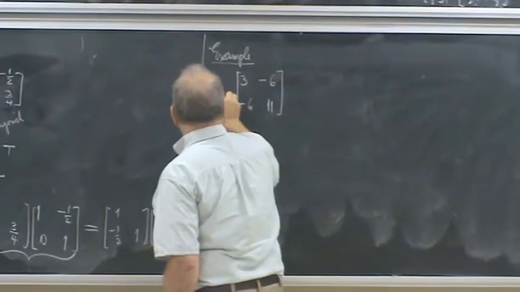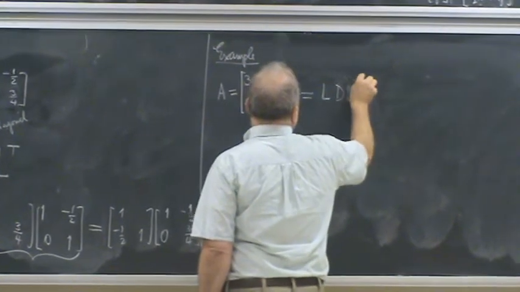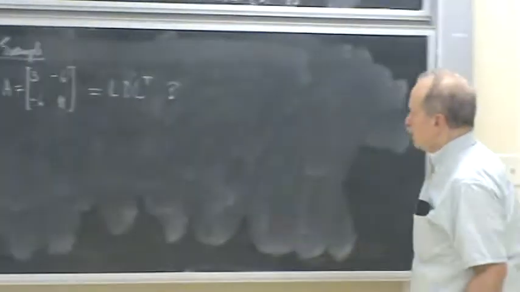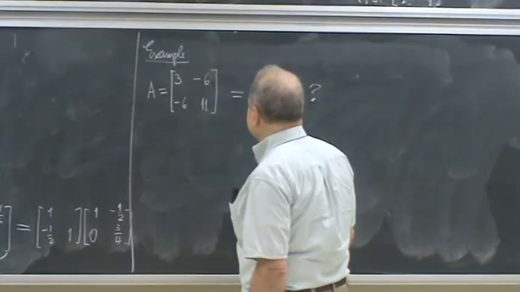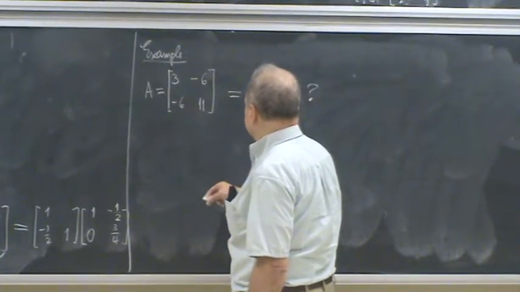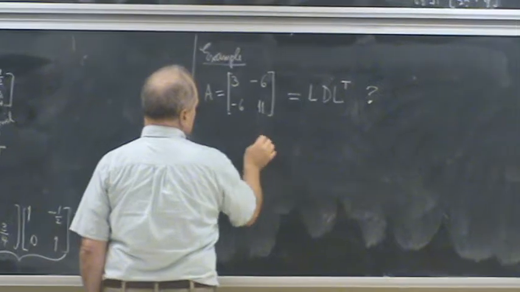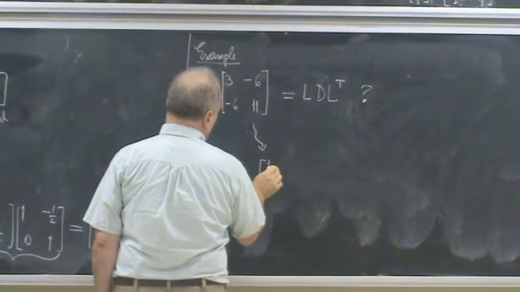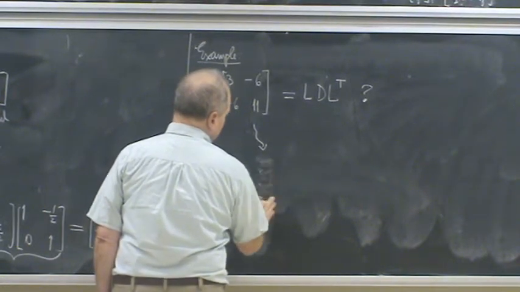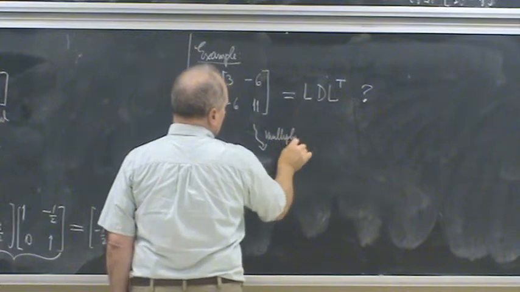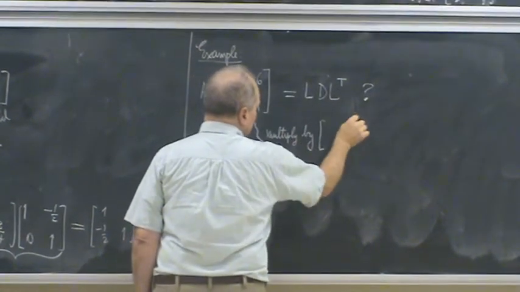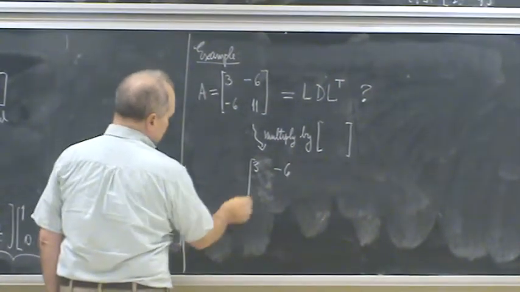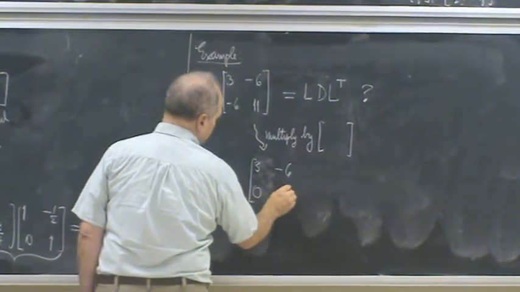Let's try to write this matrix A in the form LDL transpose, where again you're getting the L out of doing reduction to echelon form. So let's go for it. How do I reduce this guy to echelon form? Add 2 times the first row to the second. So I add twice the first row to the second, and if I multiply by some elementary matrix, which you'll tell me in a minute, I end up with 3, -6, 0, -1.